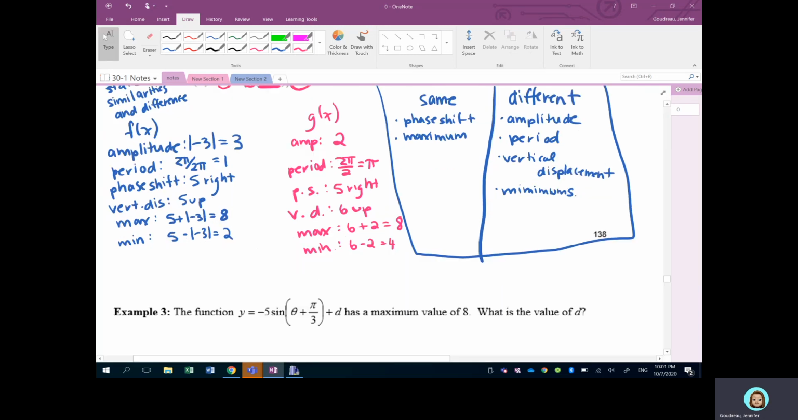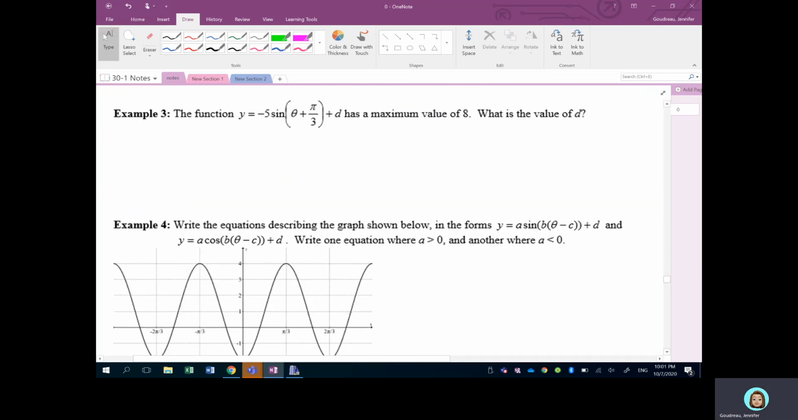Example 3. The function y equals -5 sine(theta plus pi over 3) plus d has a maximum of 8. What is the value of d? In this case, we know our maximum value. We know what our equation looks like, but we're missing that d value.